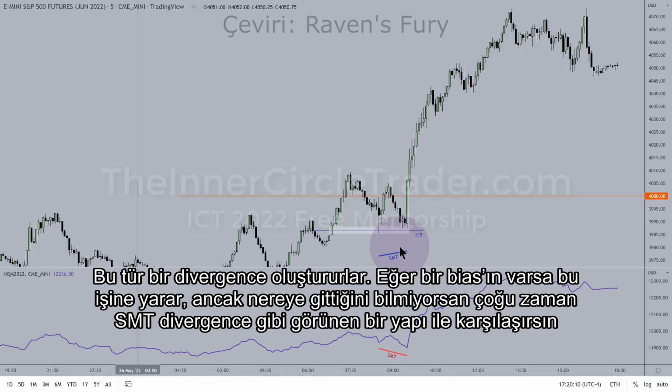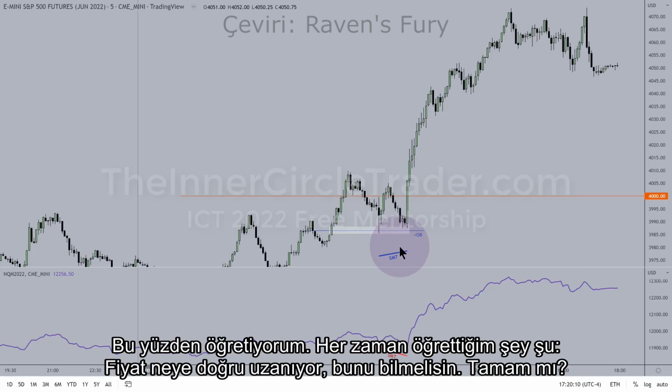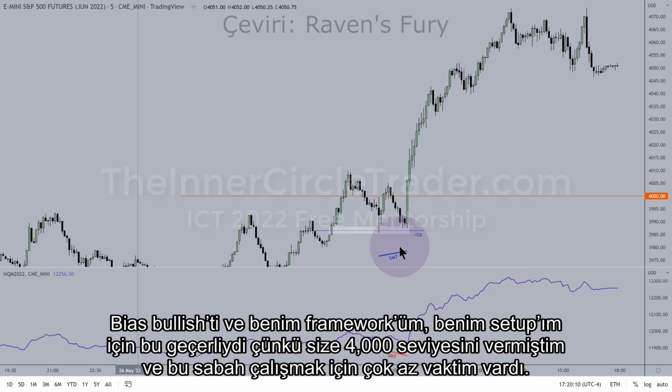But if you don't know where it's going, you're going to many times encounter what would look like SMT divergence, and then it disappears as they start moving in concert with one another. So you have to be careful with that. That's why I'm teaching. That's why I always teach: know what it's reaching for. Okay, the bias has been bullish.